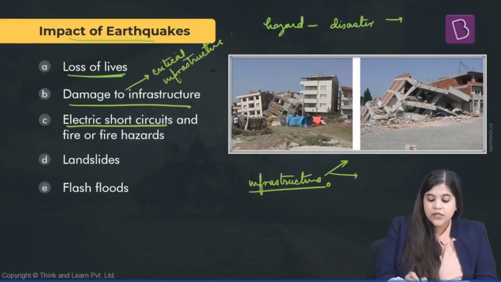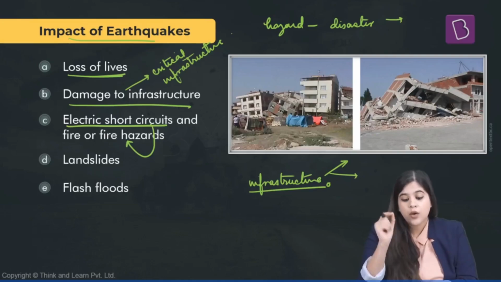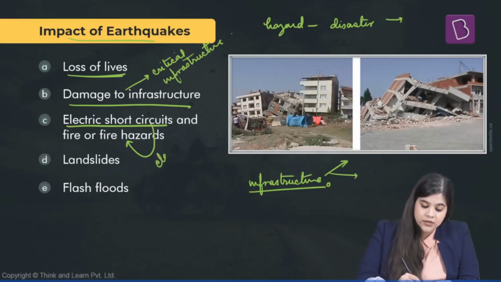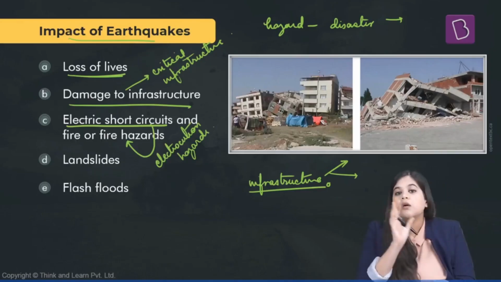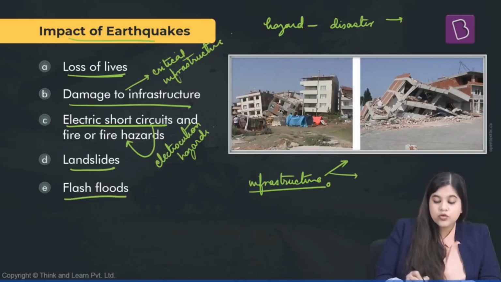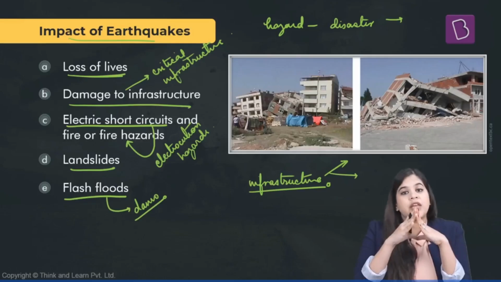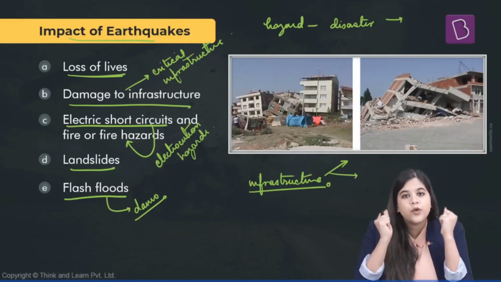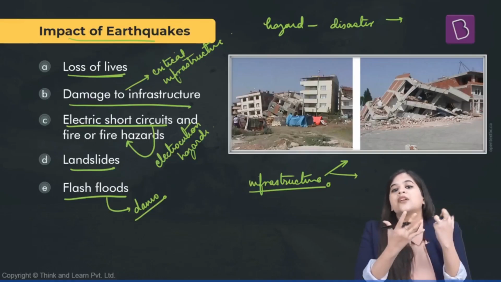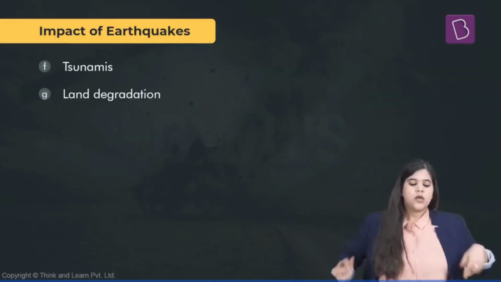Next, there can be electrical short circuits which can cause fire or fire hazards or electrocution hazards. Now, earthquakes can also cause landslides. They can also be responsible for flash floods if the earthquakes impact especially the dams. Now, if the dams are broken because of any earthquake or dams are compromised, then the water from the dams can flood the surrounding areas and cause flash floods.